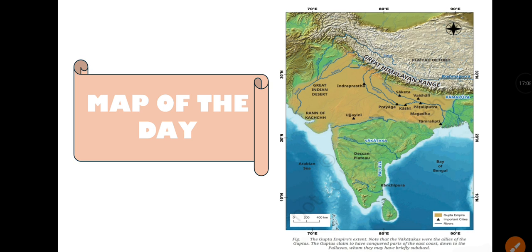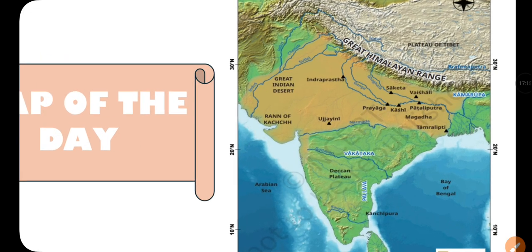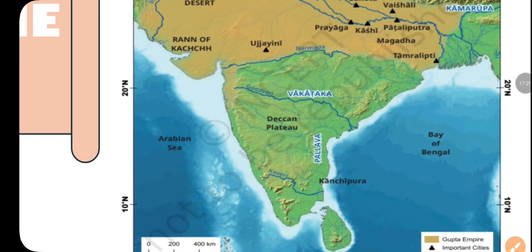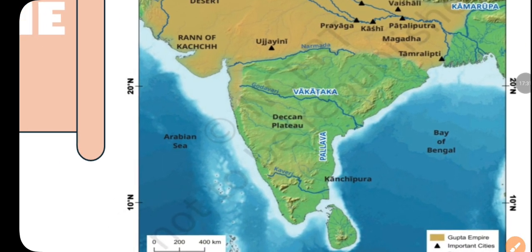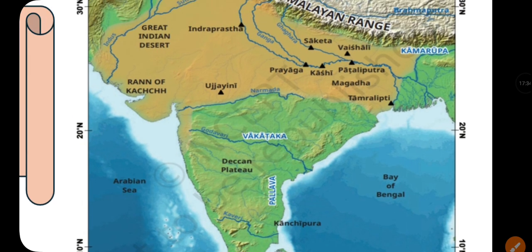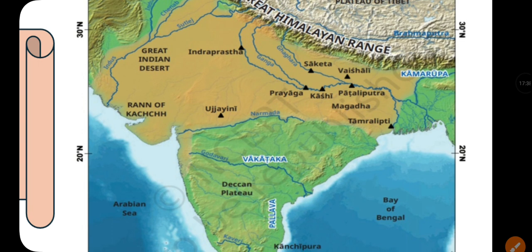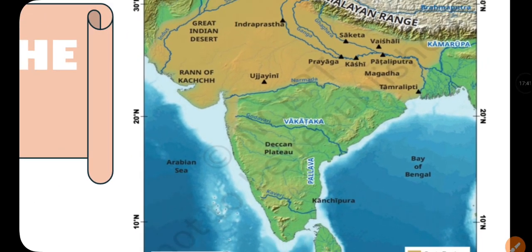So let us look at the map of the day. This map shows the Gupta Empire's extent. There are some places like Tamralipta, Magadha, Pataliputra, Vaishali, Kashi, Prayaga, Saketa, Indraprastha, and Ujjaini. Also, the neighboring empires or kingdoms were the Kamarupa, the Vakataka, and the Pallavas.